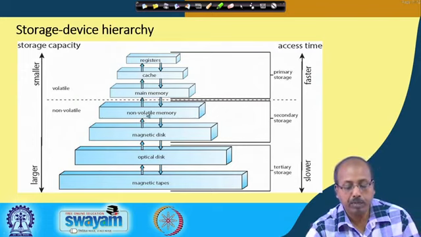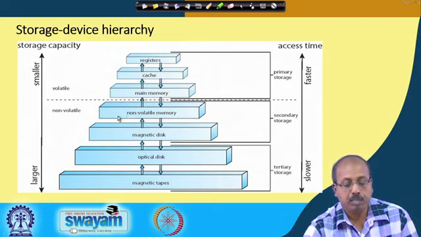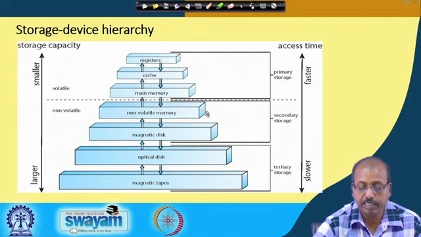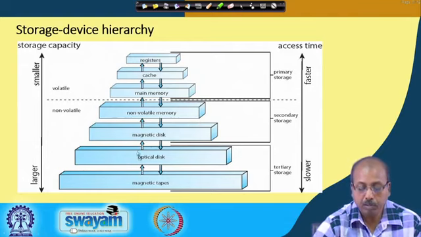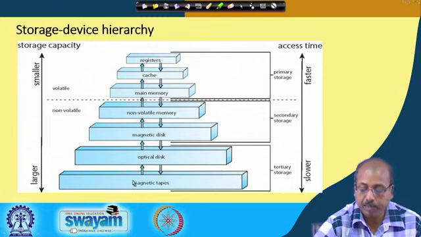After main memory, we have non-volatile memory, which is called secondary storage. We can have magnetic disks, which are configured in the secondary storage. Below that, we have tertiary storage, where we have optical disks and magnetic tapes.